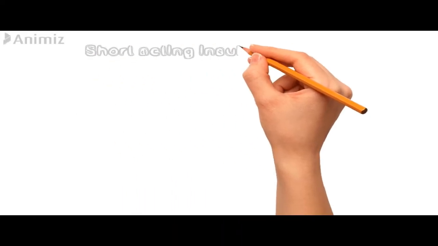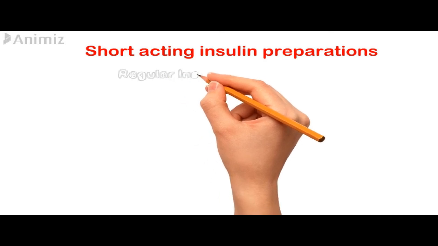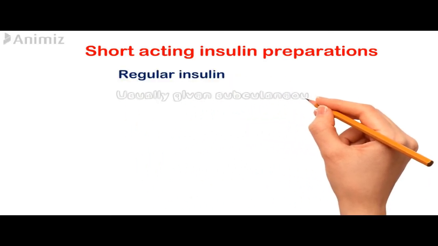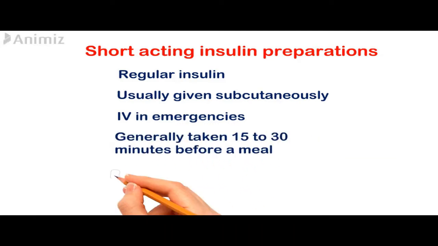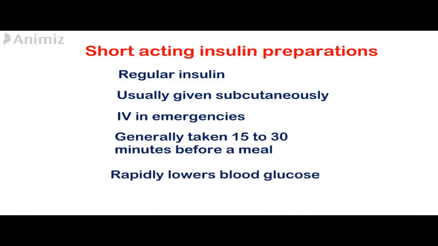The first insulin preparation that we will talk about is the short-acting insulin, which is the regular insulin. This insulin is usually given subcutaneously, but can be given intravenously in the emergency, and it rapidly lowers blood glucose. Because of its short action, it is administered to mimic the prandial, like the mealtime, release of insulin. That is why it is generally taken 15 to 30 minutes before the meal.